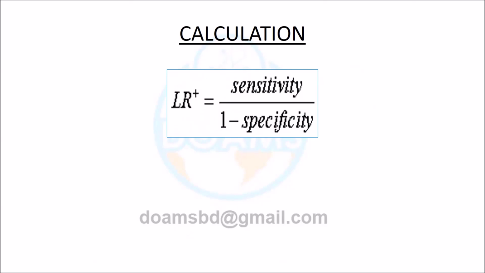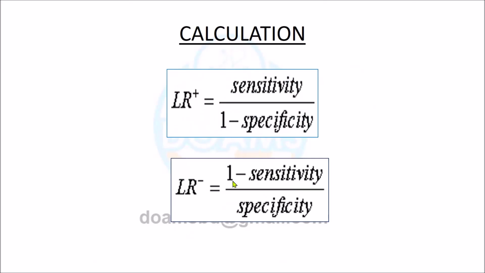Dr. Nawaz, finished writing? Yes, sir. Okay. Next one, LR negative equals 1 minus sensitivity divided by specificity. For this reason, I started by writing LR without plus and minus sign: sensitivity divided by specificity. This is fixed. There is no change. But where is the change? In LR positive, you are disturbing the specificity by writing 1 minus.